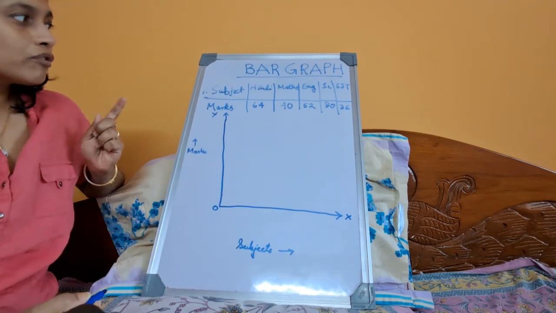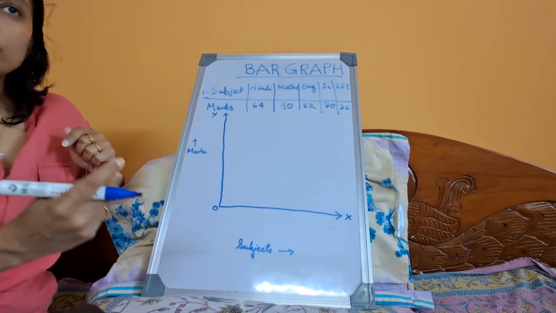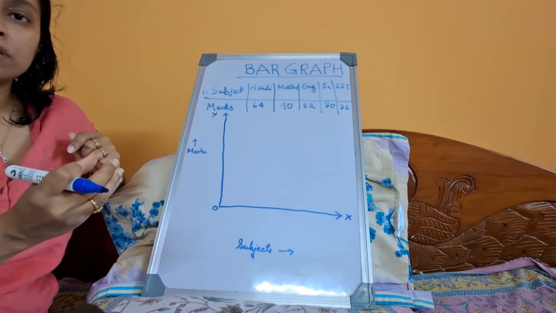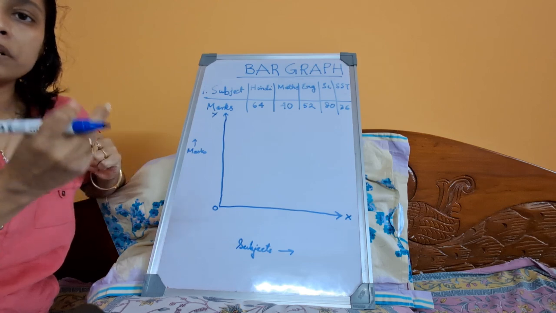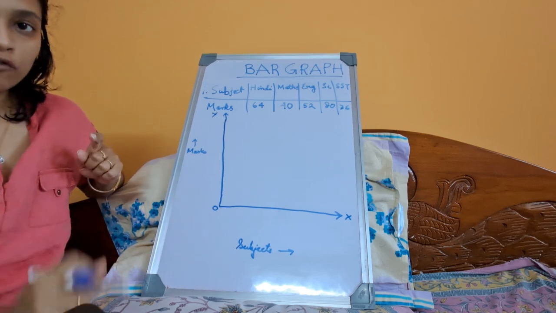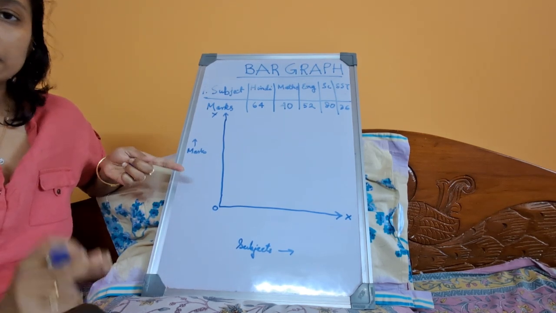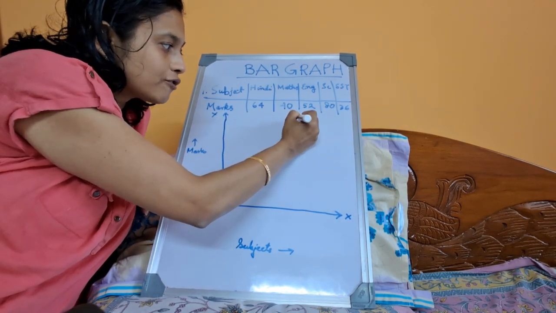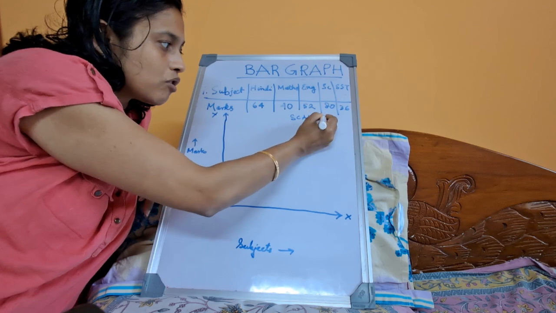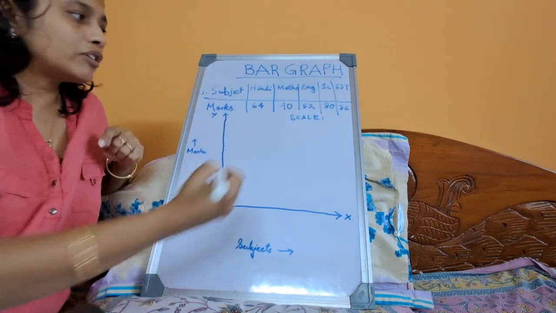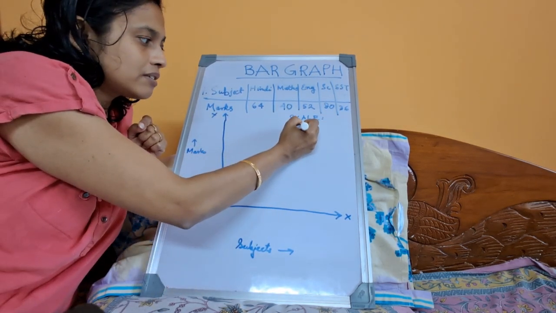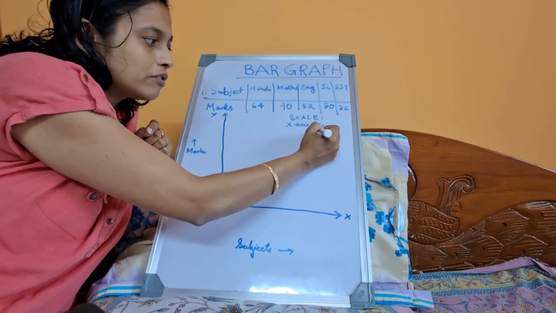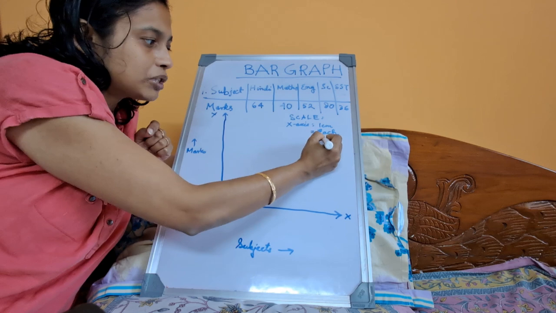Okay, now how do we represent the subjects? So we will represent them as rectangles of uniform width. That means all the subjects will be represented as a rectangle with uniform width. Now what is the width over here? We'll take it as 1 centimeter. Okay, so we have to write a scale, and in the rightmost corner of your graph page you have to write the scale. So x-axis: 1 centimeter is equal to each subject.